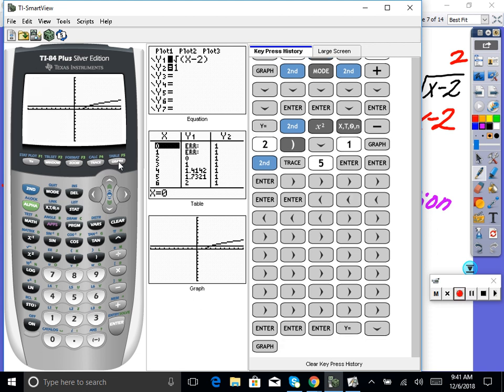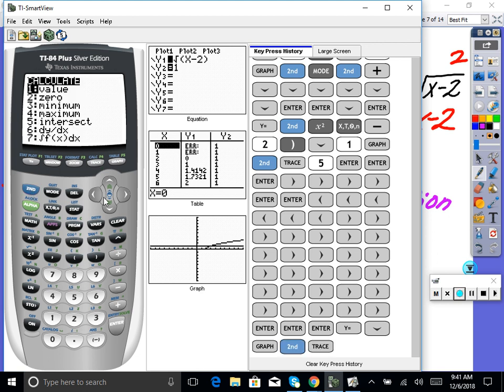So look, I hit graph. Here's my square root function. And here's my straight line at 1. Now, are we looking for the x value of where they intersect? That would be solving it. So if you count over 1, 2, 3, that's where it intersects. But how I can do it for sure is go like this.